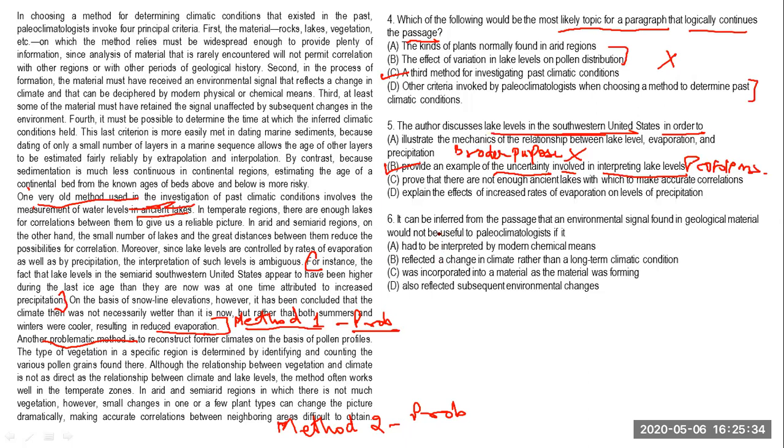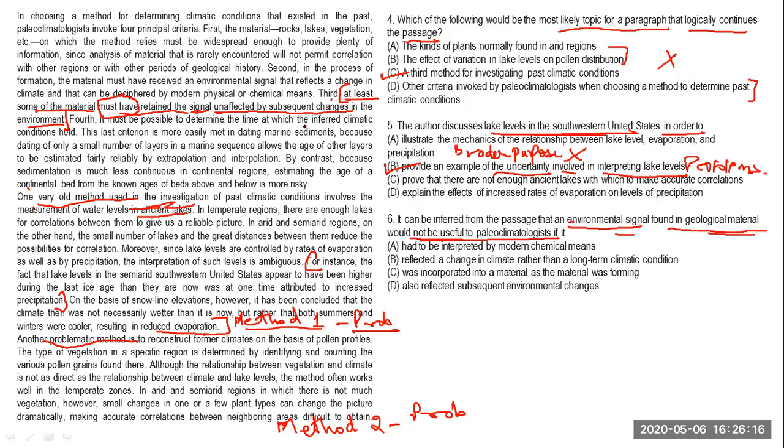Now, number 6. It can be inferred from the passage that an environmental signal found in geological material would not be useful to paleoclimatologists if, okay, environmental signal found in geological material would not be useful. The question source is the first paragraph, where he says at least some of the material must have retained the signal unaffected by subsequent changes in the environment. Okay. Now this is the third criterion.